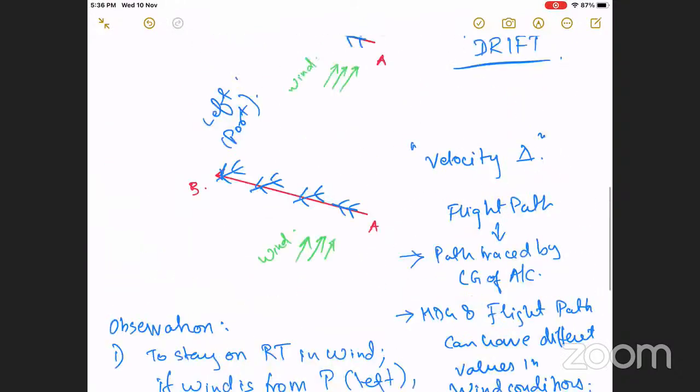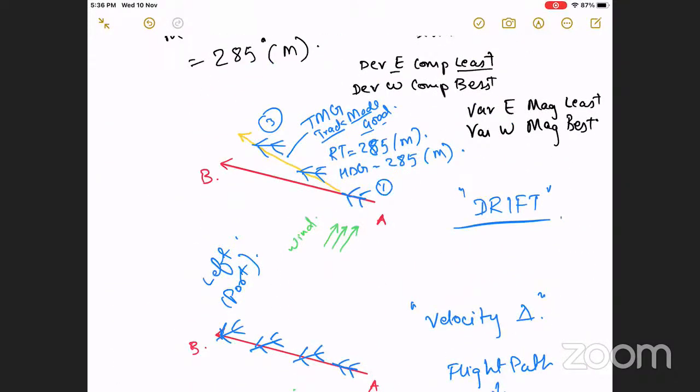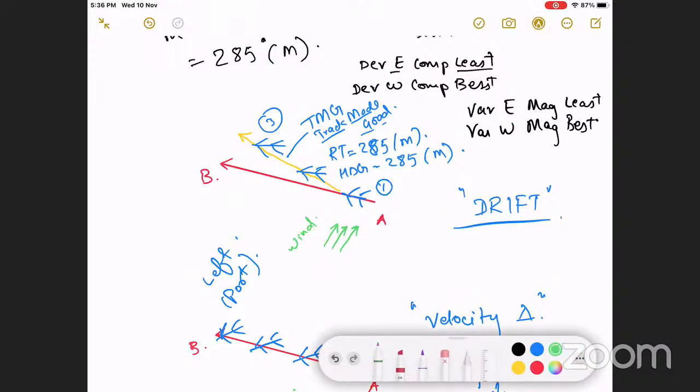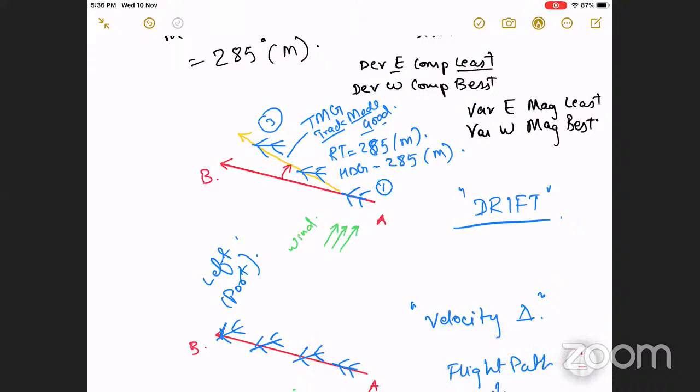So this difference, make these notes in your own words. Do make these notes. This difference between the required track and track made good is known as track error angle. It is not called the drift angle or the value of drift. It is called track error angle.